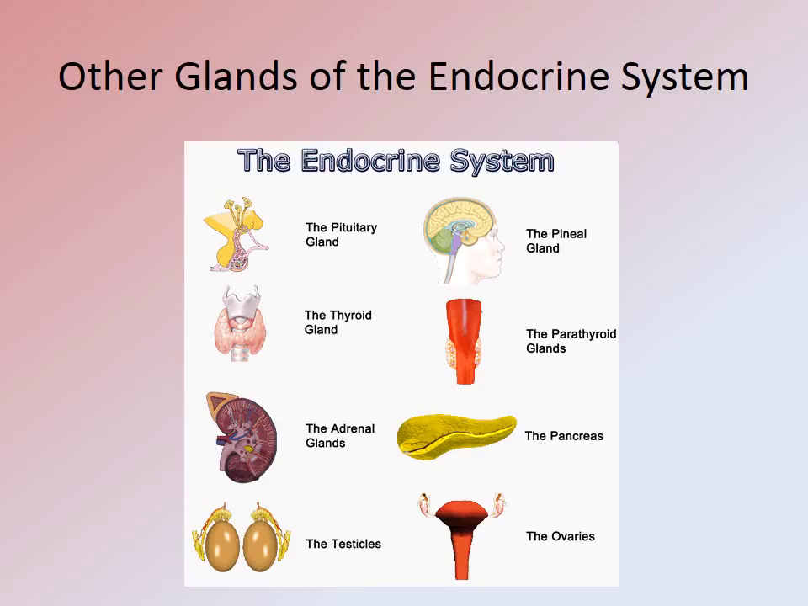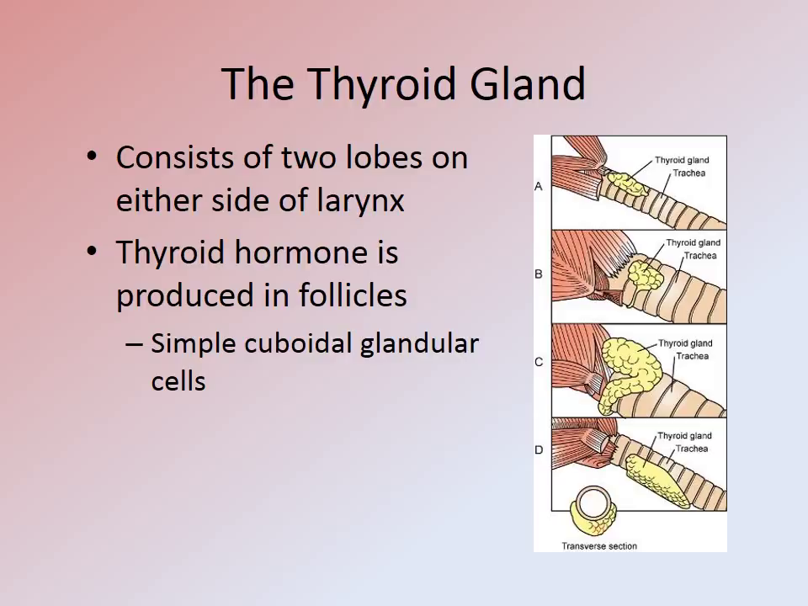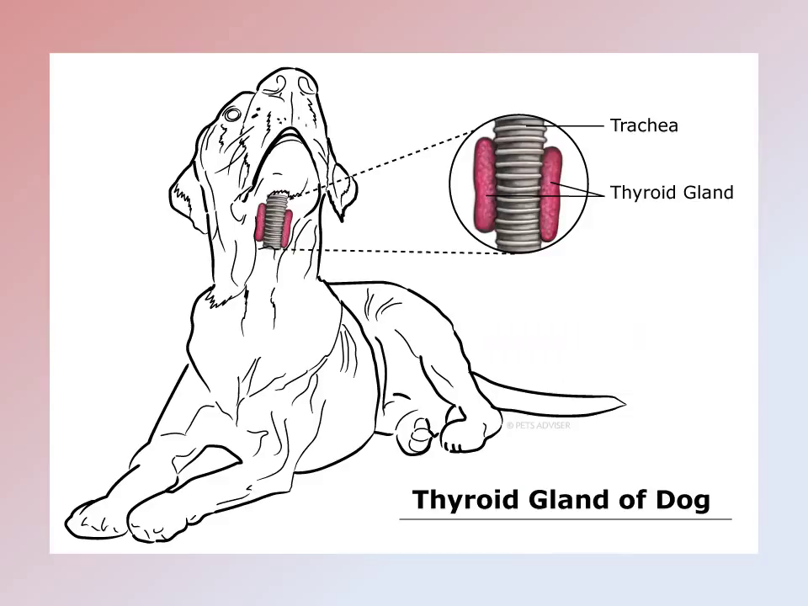There are also other glands of the endocrine system, okay? We're not talking about all the glands that we just listed, but other glands or even organs within the body that help the endocrine system. The thyroid gland itself consists of two lobes on either side of the larynx, and the thyroid hormone is produced in the follicles, which are simple cuboidal glandular cells. And this is the location of the thyroid gland in a dog.